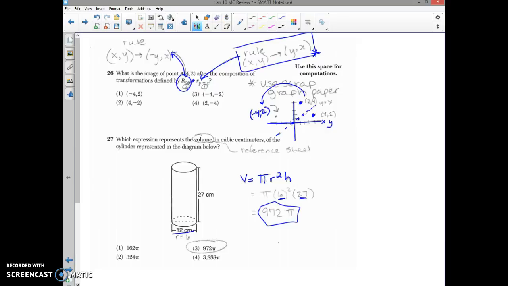Now, just want to mention, back in number 26, Mrs. Pearson did. Easy to remember this rule, y = x. Just switch the x and y coordinates. And when you're rotating, make sure a positive rotation is going counterclockwise.